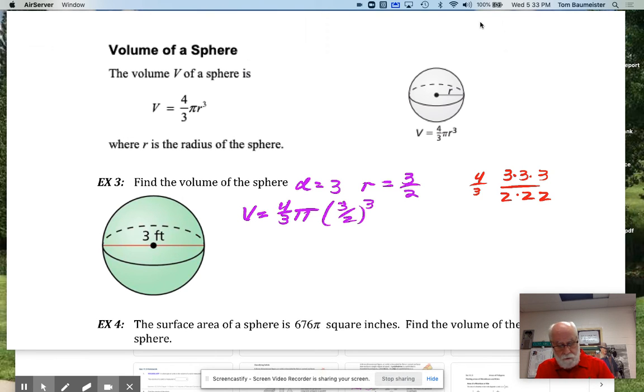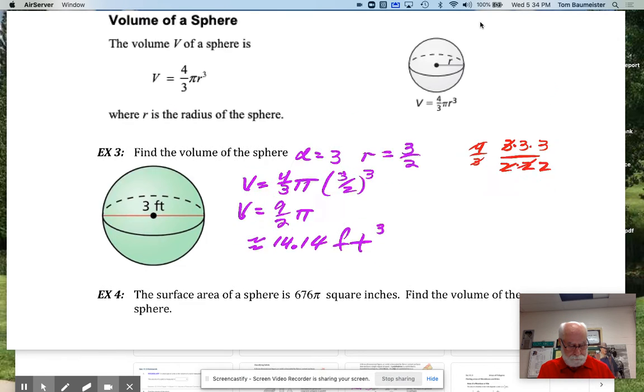So if you look at it, 4 is equal to 2 times 2. And then I can get rid of one 3 there. So what do you have left? You have 9/2 pi. All right. And again, it depends on how they ask you to do it. If I work that out, I would get 14.14. And then again, what is volume always? I told you earlier, it's always feet cubed.